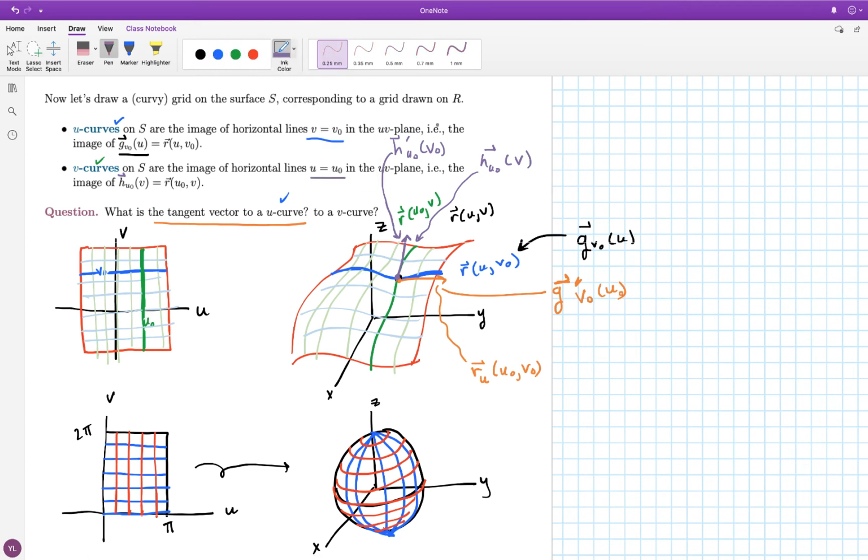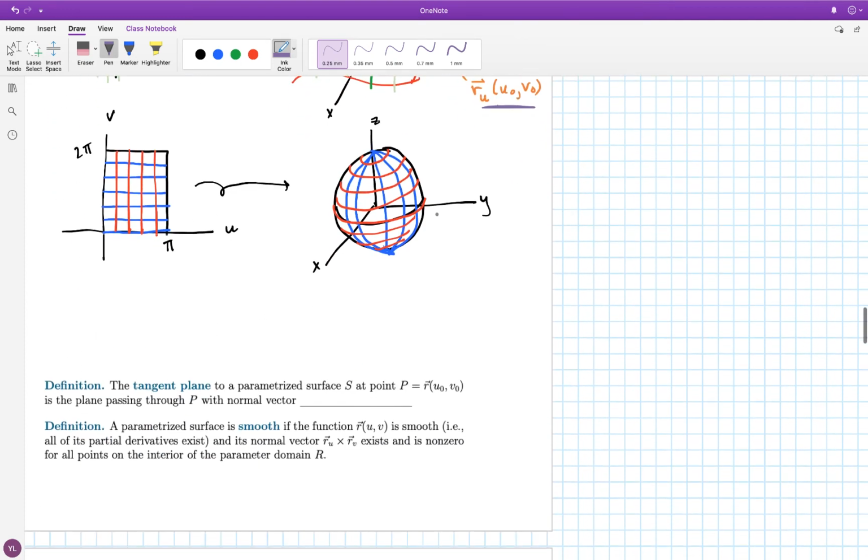Okay, and so what is that in terms of our two-parameter vector function that represents a surface? Well, holding u constant at u naught and taking a derivative with respect to v is a partial derivative. So the tangent vector there can be expressed as r sub v at u naught v naught. So this vector and this vector are two tangent vectors to the surface at the point u naught v naught. One going in the direction of the u curve, and one going in the direction of the v curve.